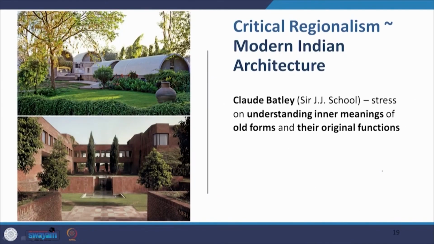And then again, critical regionalism or modern Indian architecture, even Claude Batley in Sir J.J. School way back just post independence, laid stress on understanding the inner meanings of old traditional forms and their original functions. How can we interpret them in a modern context? These are two examples of critical regionalism. This is the Sangat by B.V. Doshi in Ahmedabad, and this is the Mughal Sheraton Hotel by the Arcop Group in Agra. We will be looking at these projects later.